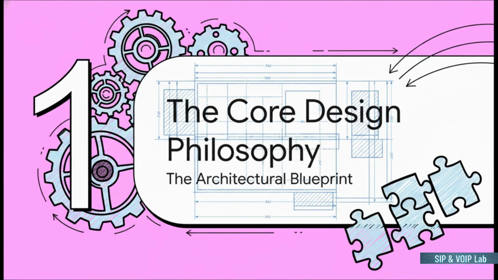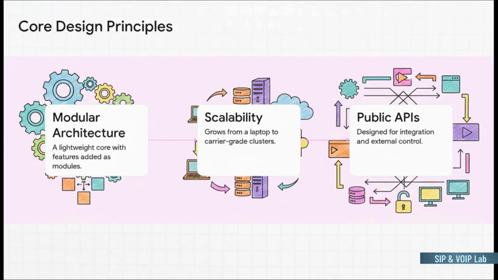So what makes this engine so powerful and so flexible? Well, to really get that, we need to peek at its architectural blueprint. We're about to dive into the 3 core design principles that are really the foundation of everything FreeSWITCH is and does. These 3 big ideas are, first, a completely modular architecture, second, massive scalability, and third, a deep commitment to public APIs and integrations. Let's break each of those down, and we'll start with modularity.